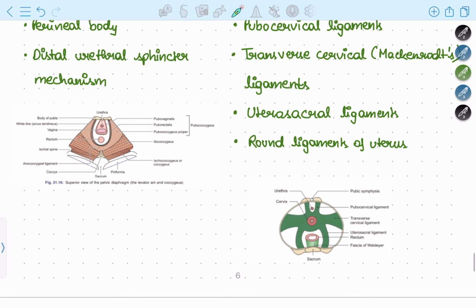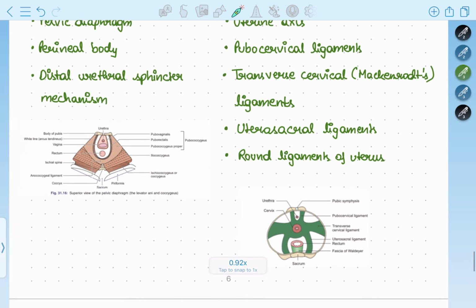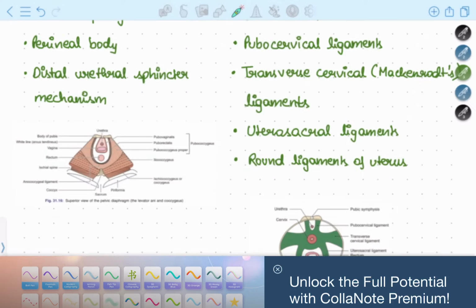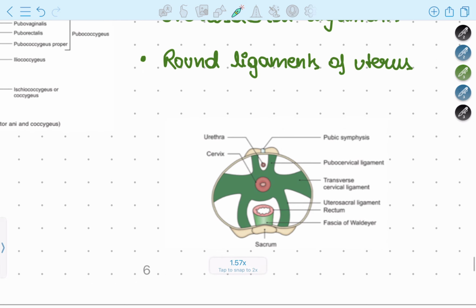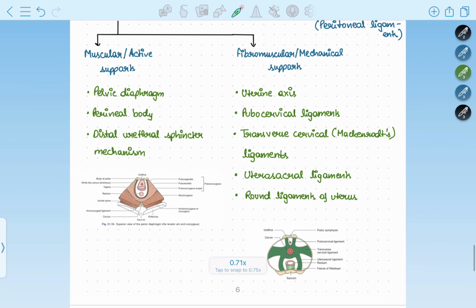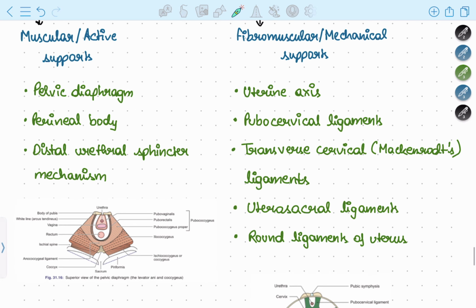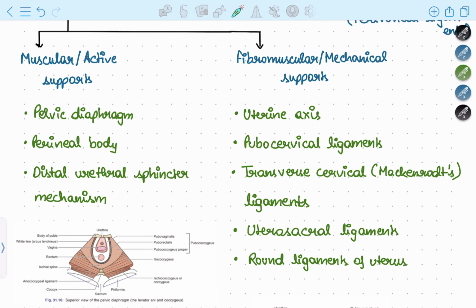ओके, तो these ligaments, सबसे पहले हम लोग देखते हैं pubocervical. Now just as the name says, ठीक है, pubocervical मतलब pubic symphysis से लेके cervix में जाने वाला ligament. This is the pubocervical ligament. फिर uterosacral ligament, uterus से sacrum तक जाने वाला ligament, that is the uterosacral ligament. फिर transverse cervical ligament, जो lateral wall of uterus को lateral wall of pelvis से जोड़ती है, ठीक है. This is the transverse cervical ligament, also known as Mackenrodt's ligament. And then you have the round ligament of uterus. These are the fibromuscular supports.